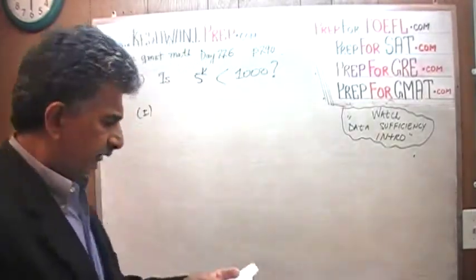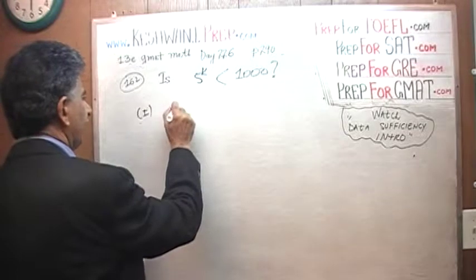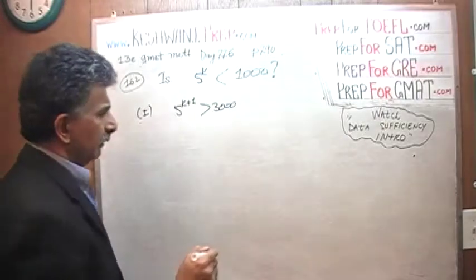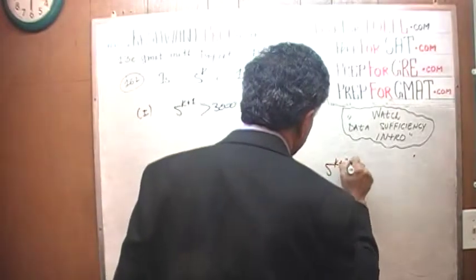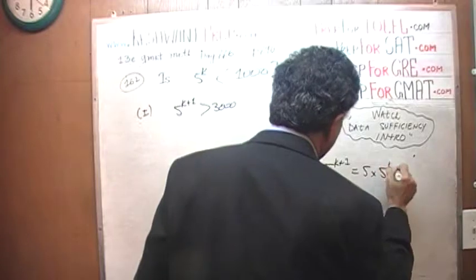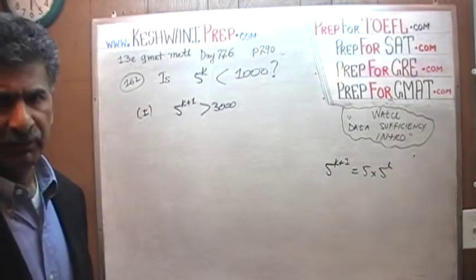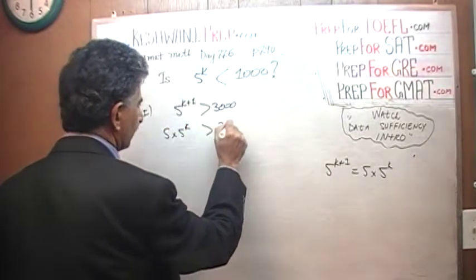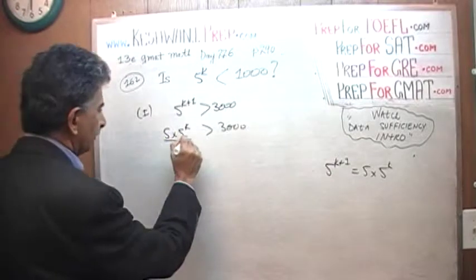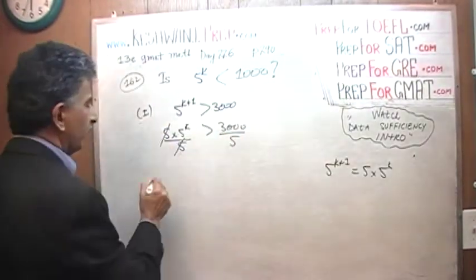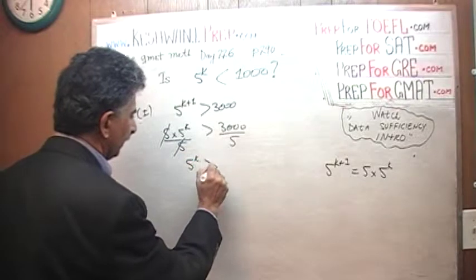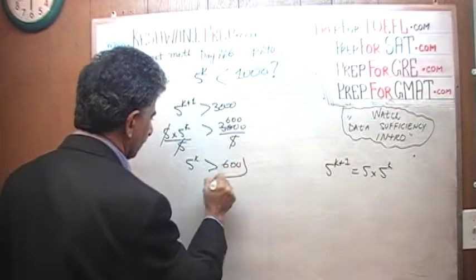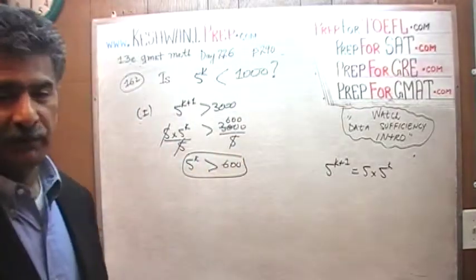In the first statement they tell us that 5 raised to k plus 1 is more than 3,000. Well, 5 raised to k plus 1 can be written as 5 times 5 raised to k. 5 times 5 raised to k, we are told, is greater than 3,000. If we divide both sides by 5, we can get rid of this 5, and we find out that 5 raised to k is greater than, there are 6 5s in a 30, so it's 600. So we find that 5 raised to k is more than 600.